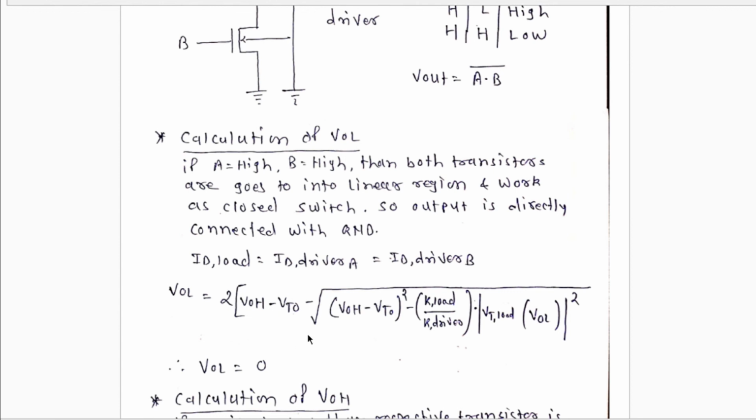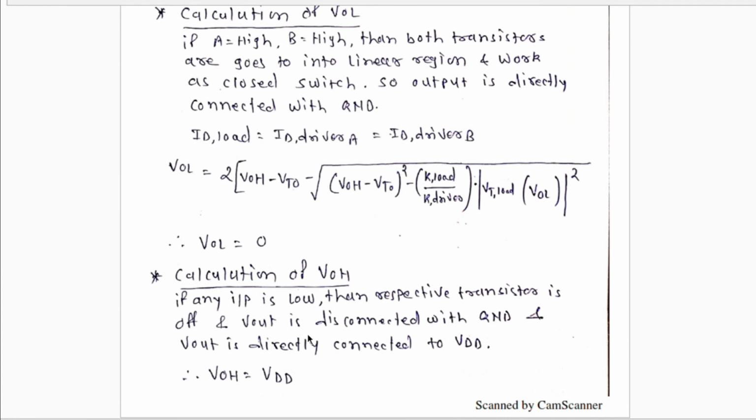Now the calculation of VOH, the high output voltage. If any input is low, then the respective transistor is off, V out is disconnected from the ground, and V out is directly connected to VDD. So VOH is equal to VDD.